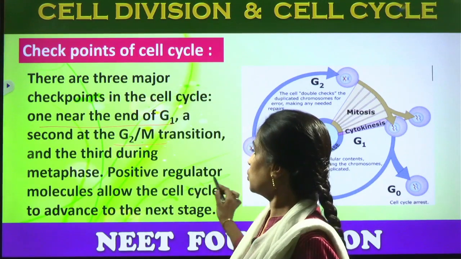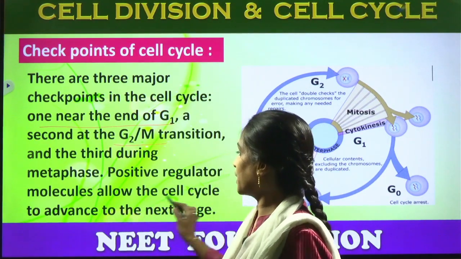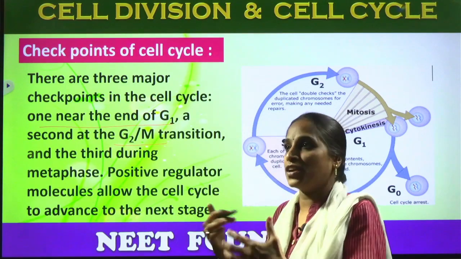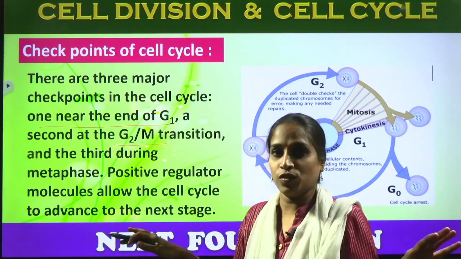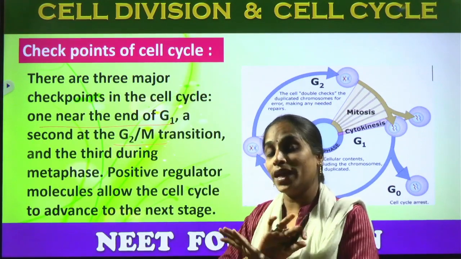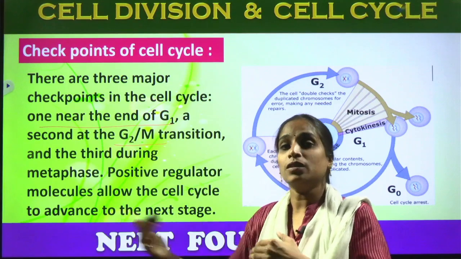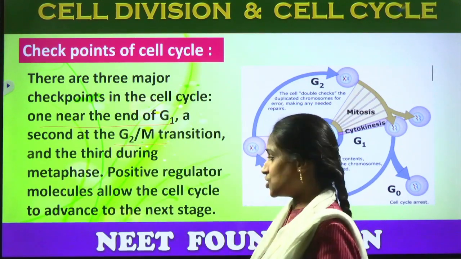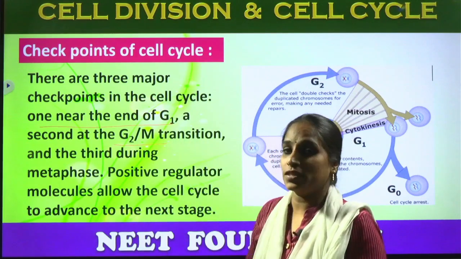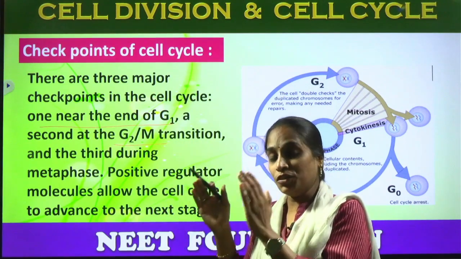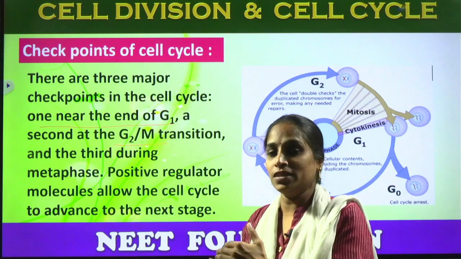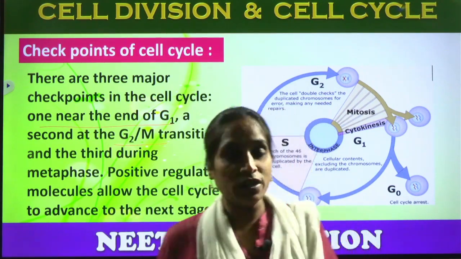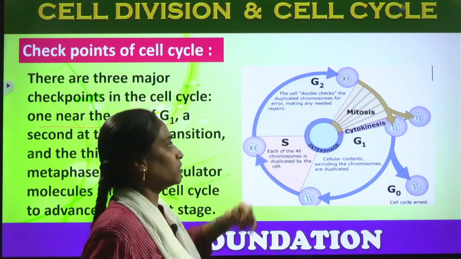So positive regulator molecules allow the cell cycle to advance to the next stage. If the checkpoint finds that there is no mistake, no repair, no damage, it allows the chemicals and substances to undergo further actions. Until the checkpoints give the confirmation, they can't put their step forward into the next cell cycle. This is nothing but the checkpoints.